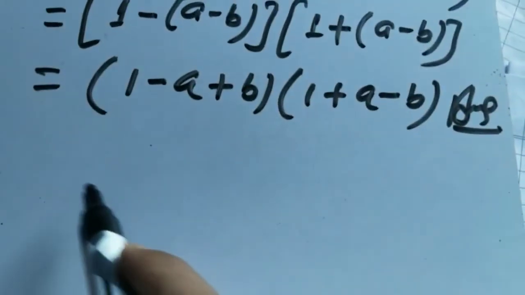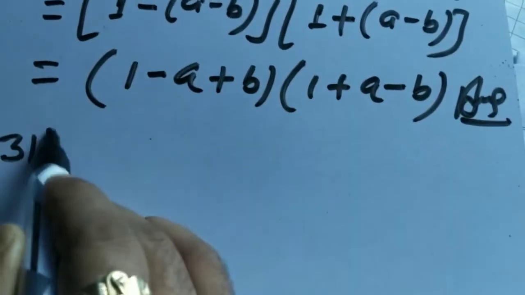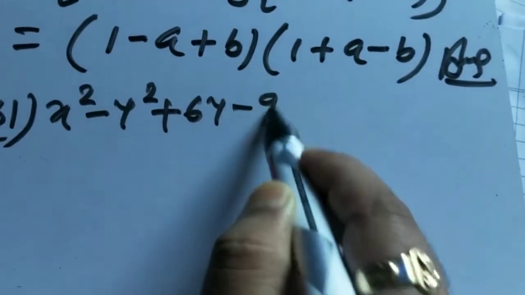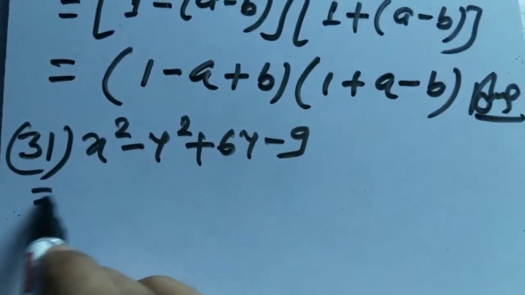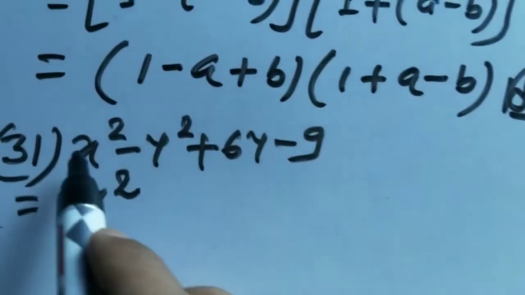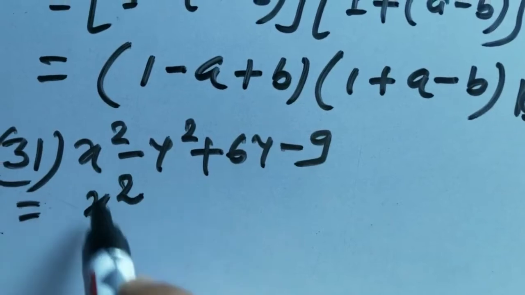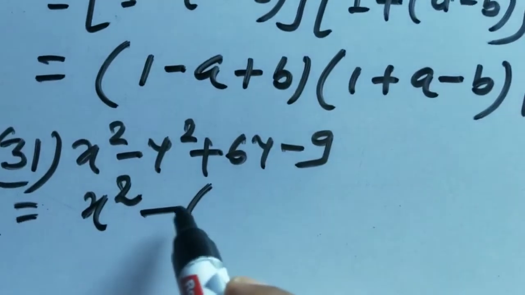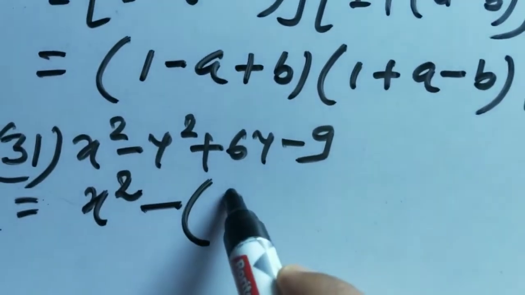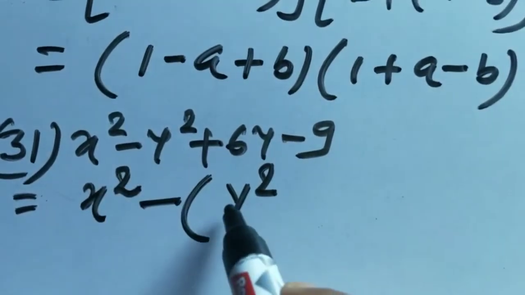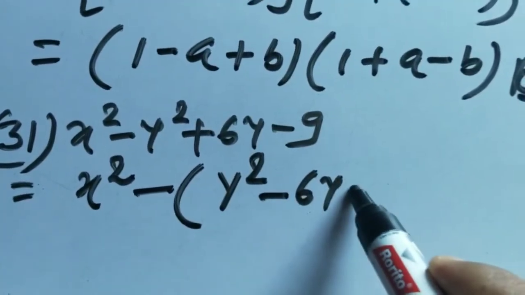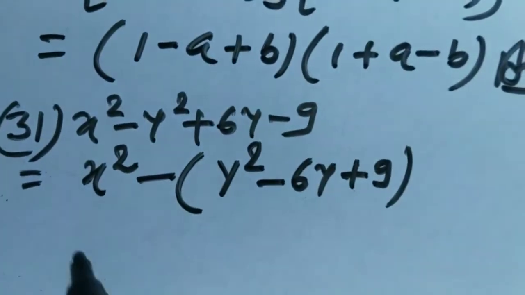Now let us see one more question. Question number 31. It is given that x square minus y square plus 6y minus 9. You have to factorize it. So x is a different variable, so write here x square minus, take the minus sign outside and give the bracket. So in the bracket all signs will change. It will become y square, minus will be plus y square, plus 6y will become minus 6y, and minus 9 will become plus 9.